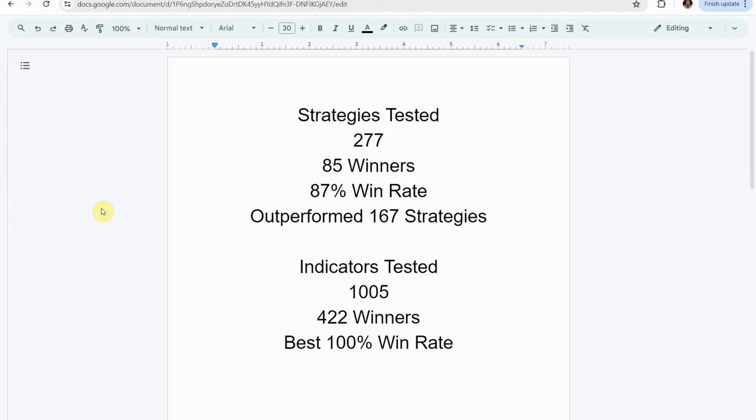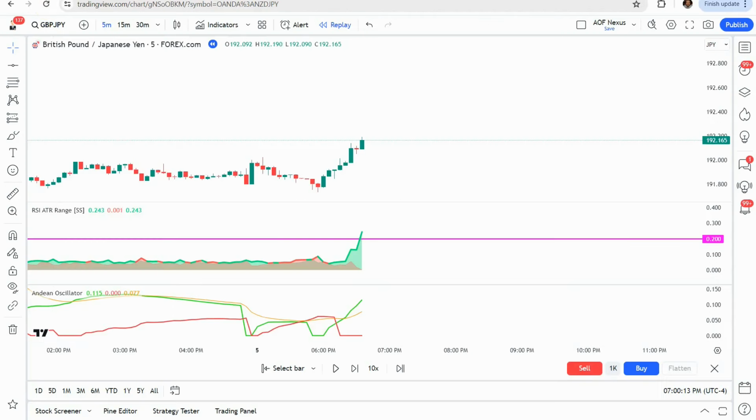Alright, as I said, today we will be testing a 5-minute scalping strategy. Before we do though, I wanted to put the testing scoreboard up for everyone to see. So to date, we have tested 277 different strategies, with 85 of them being winners. The best one so far was able to achieve an 87% win rate. That was achieved using the Academy of Forex Indicator. And so far, since we've been keeping track, it has outperformed 167 of the other strategies that we have put it up against, every single one so far. We've also tested a total of 1,005 indicators, with 422 of them being winners.